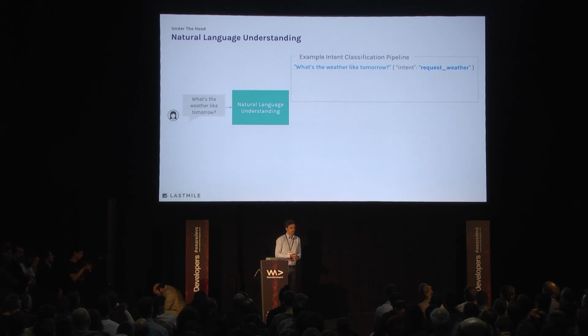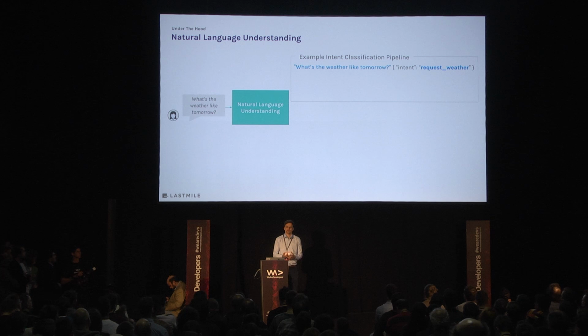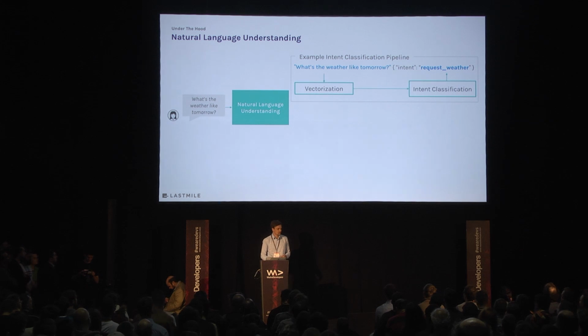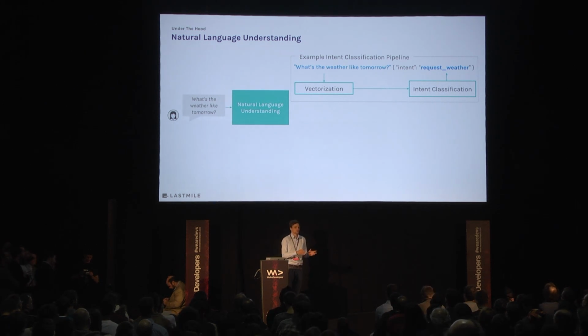So, still the same example, message comes in, natural language understanding component kicks in. And as I said, we want to find out the intent of that message. So what's the weather like tomorrow? The intent the user wants to convey is request weather. So he wants our bot to provide the weather for a certain date or location. And to do that, we use, first of all, vectorization. So usually that is a word-to-vec model trained using neural networks. And then we convert the words into vectors, which then form the representation for the sentence.